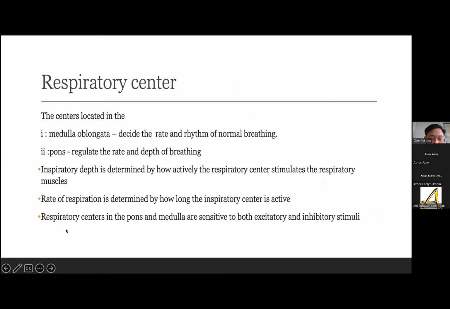Okay, next I will touch a little bit on the respiratory center. So our respiratory center is located in two main areas. One is the medulla oblongata, which decides the rate of our normal breathing. And the second area is the pons, which regulates the depth of breathing.